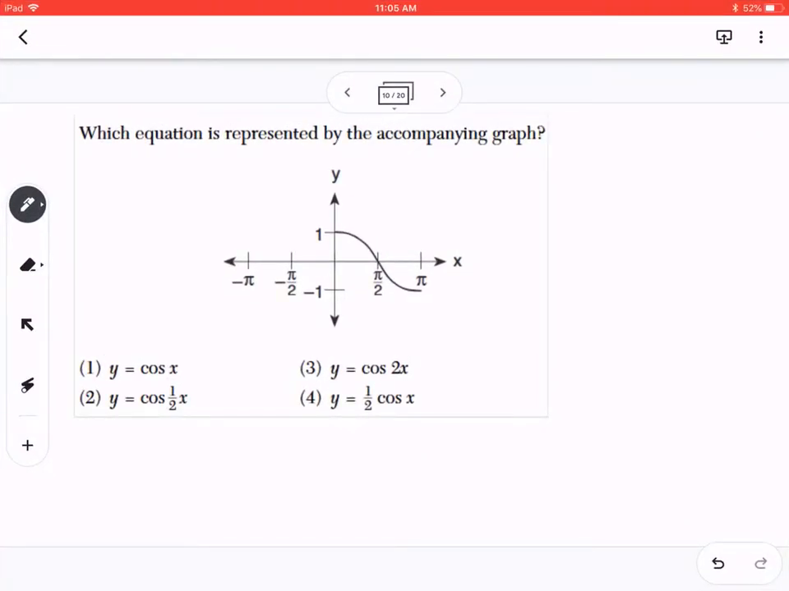To guide you through some similar questions to today's classwork, March 31st. Which equation is represented by the accompanying graph?